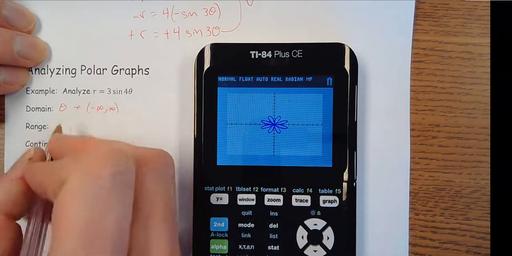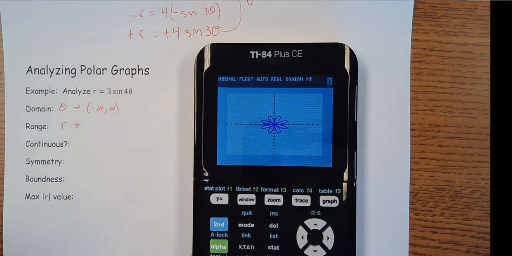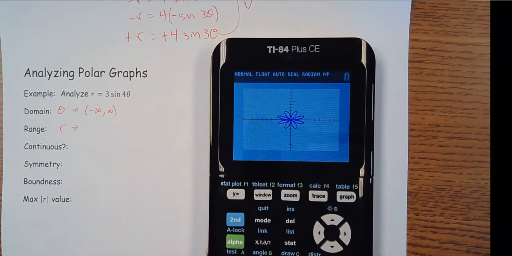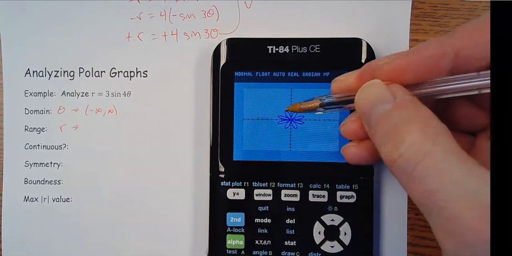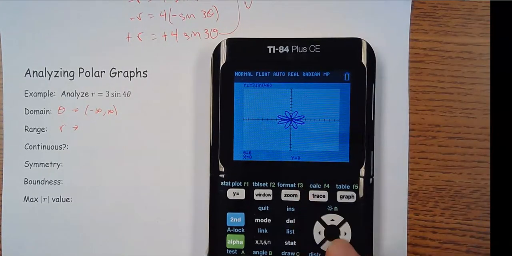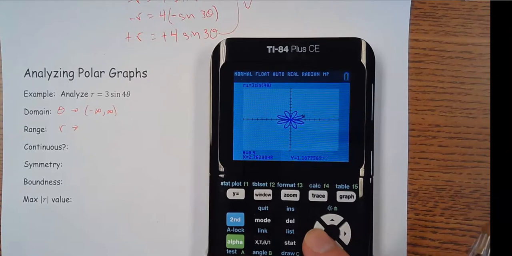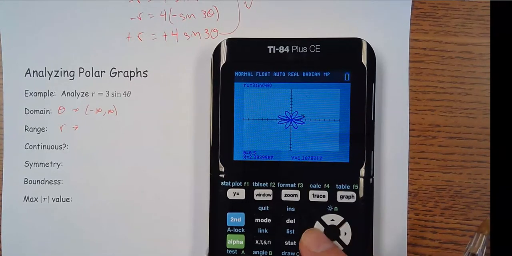And then for the range, it's like the r's. So what's the maximum r that comes out on this? Well, we can do it analytically, or we can look at the graph here. Looking at the graph takes a little longer, but the largest r basically means how far away you are from the origin. So the largest r is probably on one of the tips of these petals. If I did some tracing here, got towards the end of the petal there, about how far away am I? It's like 2.76 is what it's saying. That's not exactly perfect though.